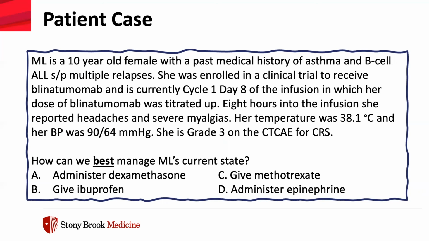Okay, so the best answer here would be A, to administer dexamethasone. So since our immune system is going on overdrive from the blinatumomab, the best thing we could do is help suppress it with the steroid, more specifically dexamethasone.